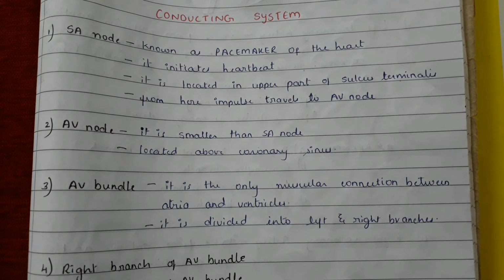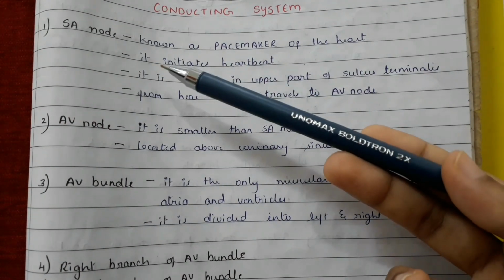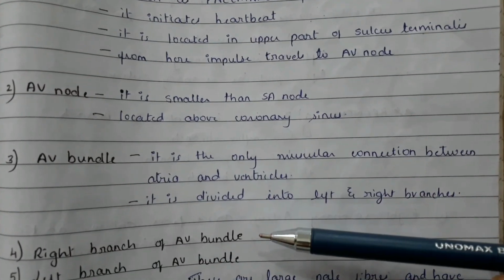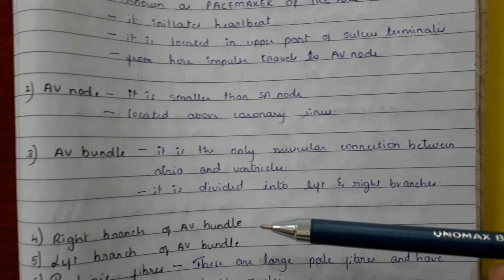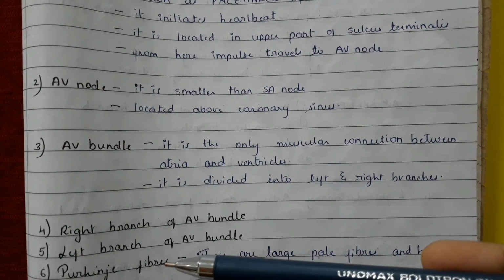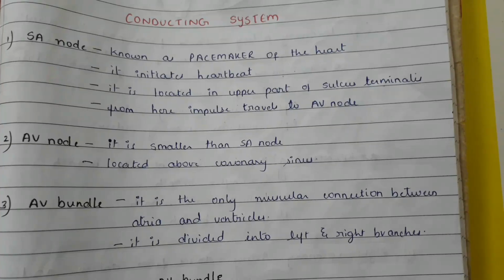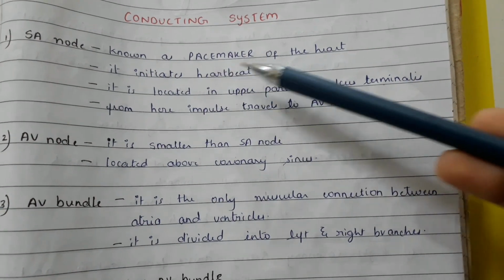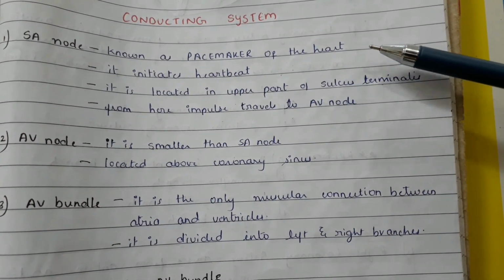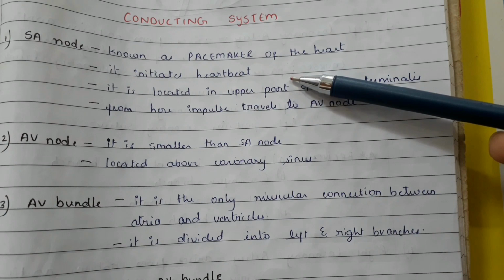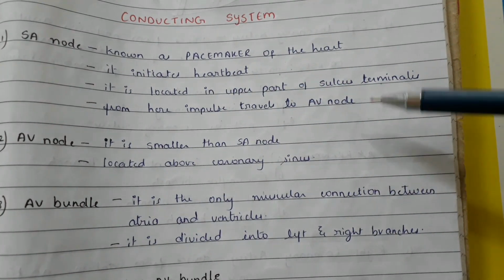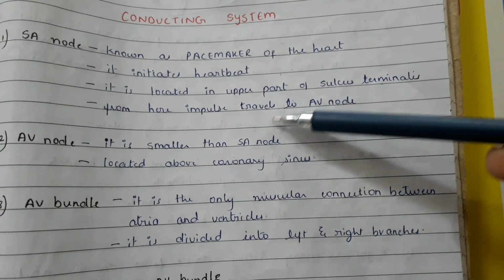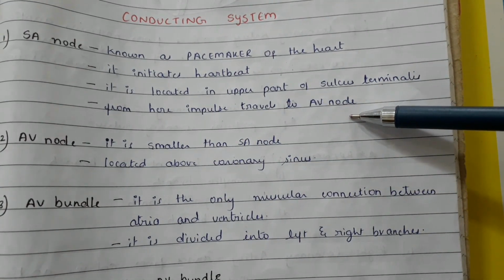Conducting system of the heart: we have the SA node, AV node, AV bundle, the right branch of the AV bundle, the left branch of the AV bundle, and the Purkinje fibers. First, let's see the SA node. The SA node is known as the pacemaker of the heart. It initiates a heartbeat. It is located in the upper part of the sulcus terminalis. From here, the impulse travels to the AV node.